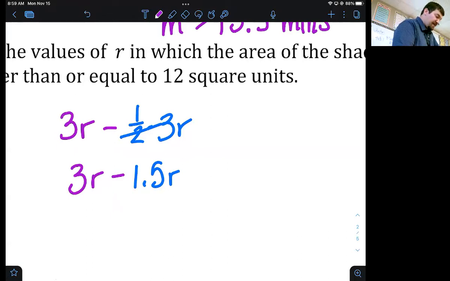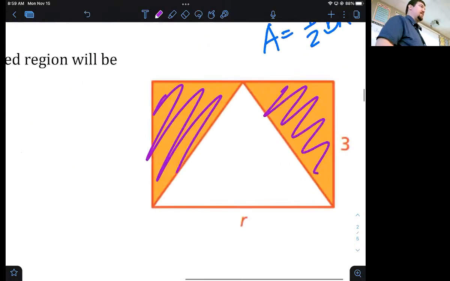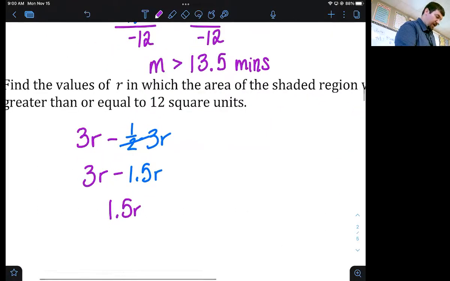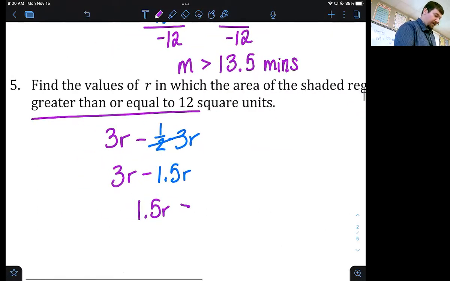1.5, yeah. So what that means is the shaded space is actually the same as the non-shaded space. Half the triangle, half the rectangle is shaded, and half of the rectangle is not shaded. And I want that to be greater than or equal to 12. So I just put a greater than or equal to sign, 12, and I solve.